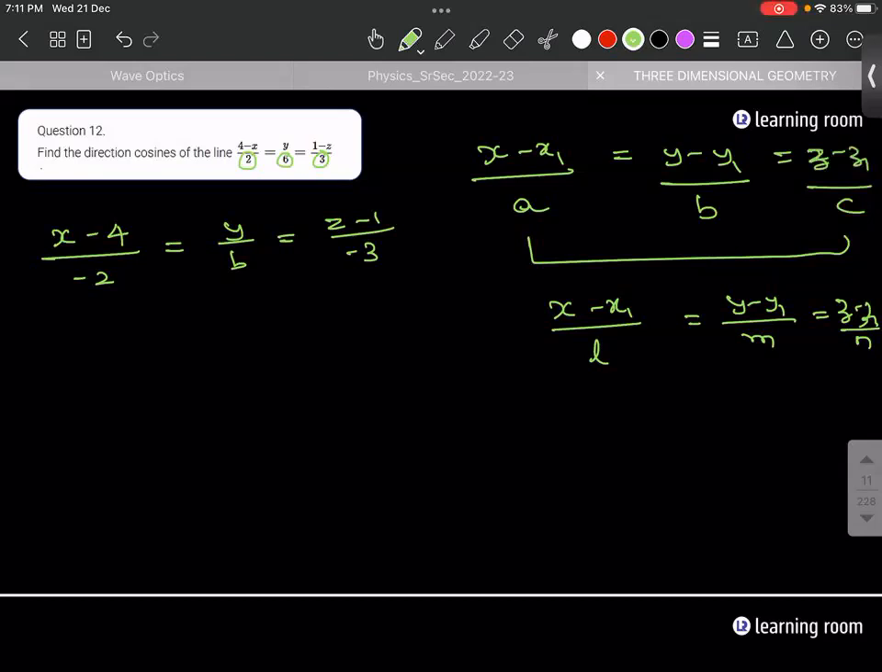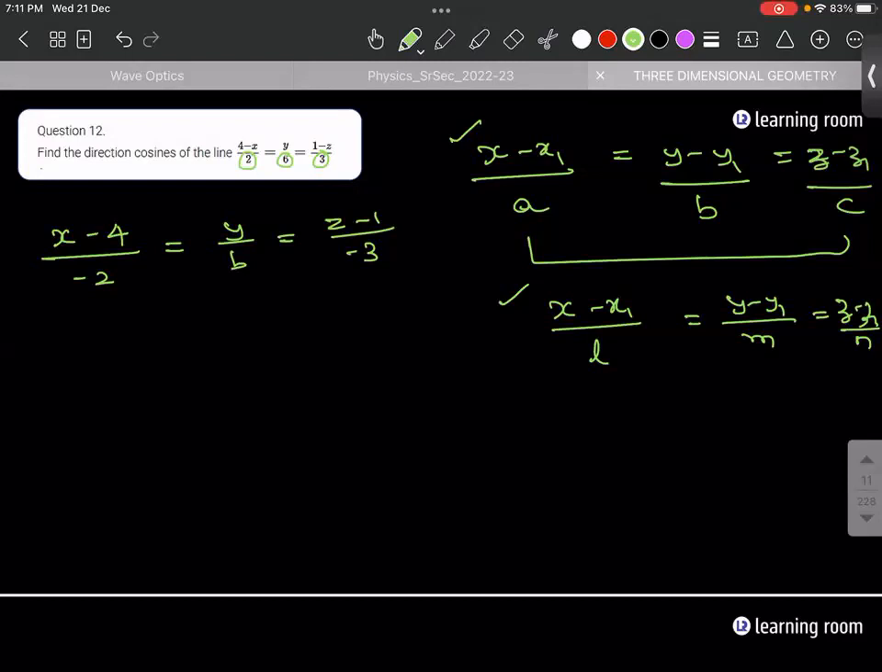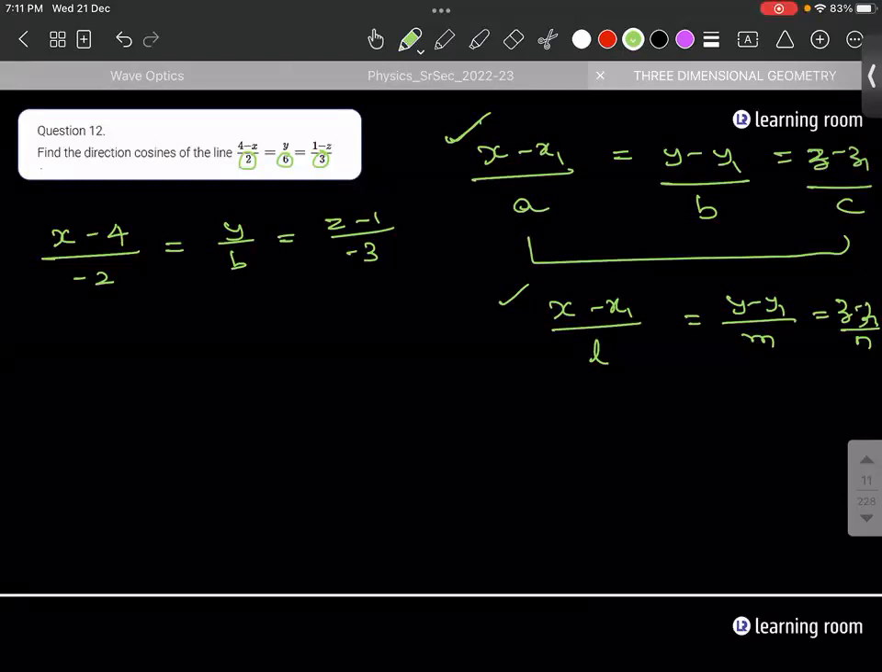See, I'm saying the denominator is a vector, right? No, that's not the right reason. Listen to my question carefully. The Cartesian form of a line passing through a point and parallel to a given vector is x minus x1 by a is equal to y minus y1 by b is equal to z minus z1 by c. But in a special case, you can also write it as x minus x1 by l, y minus y1 by m, and z minus z1 by n, where l, m, n are the direction cosines.